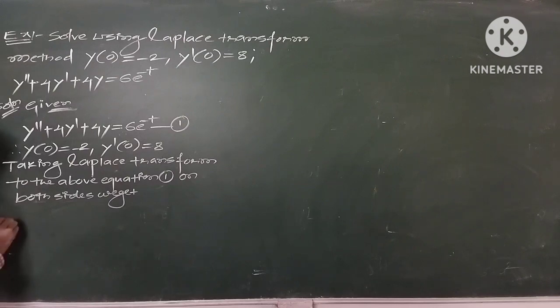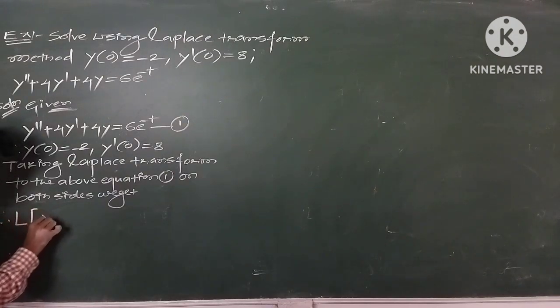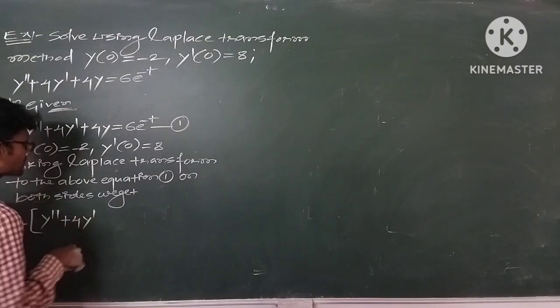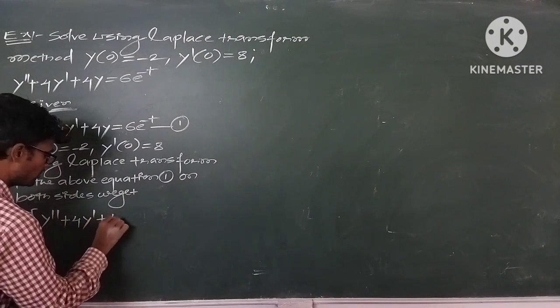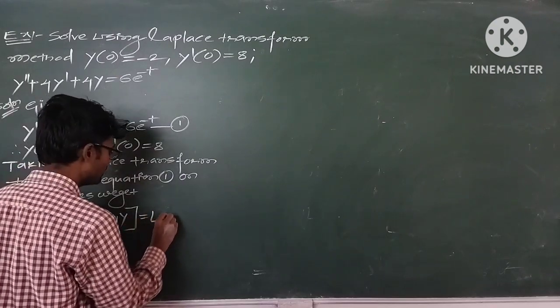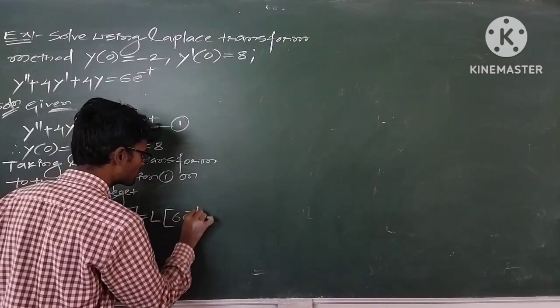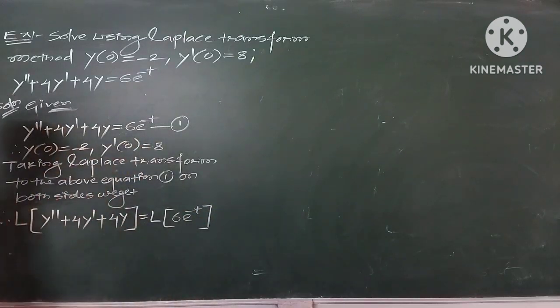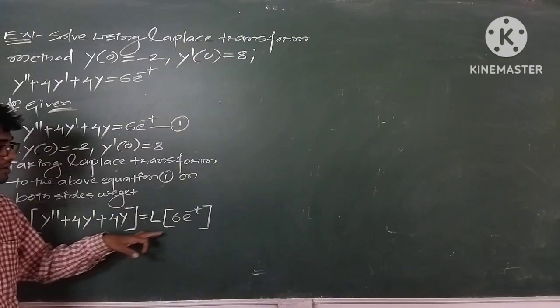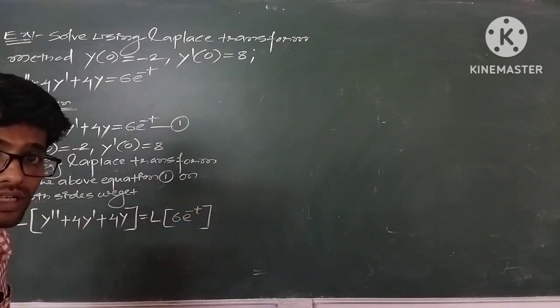So therefore we get Laplace transform of y double dash plus 4y dash plus 4y is equal to Laplace transform of 6 into e raised to minus t. So both sides I took Laplace transform, that is the L operator on either side.